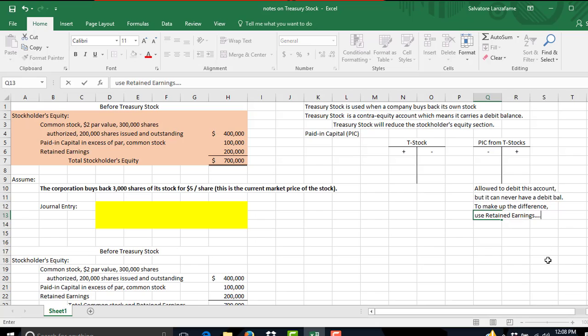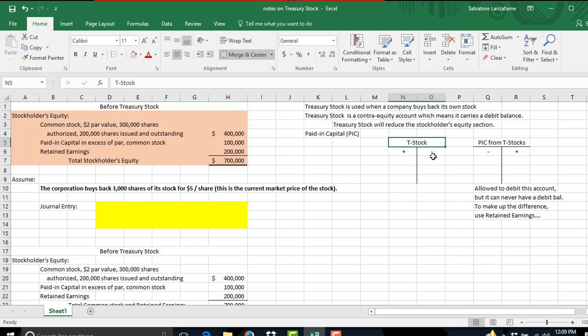Okay, so we've got our two main accounts that are brand new to this lesson: the Treasury Stock account, and then its contra, PIK from Treasury Stock. Now, the last time you saw PIK in the previous video, it was called PIK in excess of par. We're not dealing with par value when we're dealing with this PIK account, so just keep that in mind. The par value is actually pretty irrelevant to this discussion.